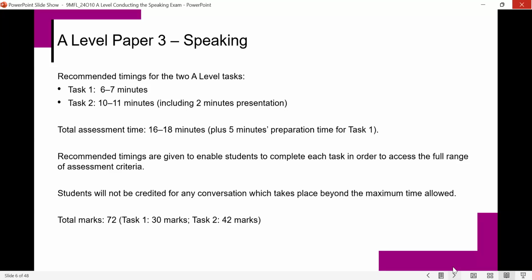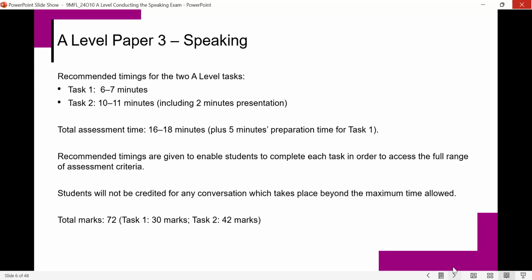So 8 to 9 minutes of questions are then asked about their independent research topic, okay, following up on the presentation. So what that means is that the total assessment time is 16 to 18 minutes, and that is plus the 5 minutes preparation time for task 1. Now, these recommended timings are given to enable students to complete each task in order to access the full range of assessment criteria. So that's 6 to 7 minutes and 10 to 11 minutes. Those overall times are recommended times.